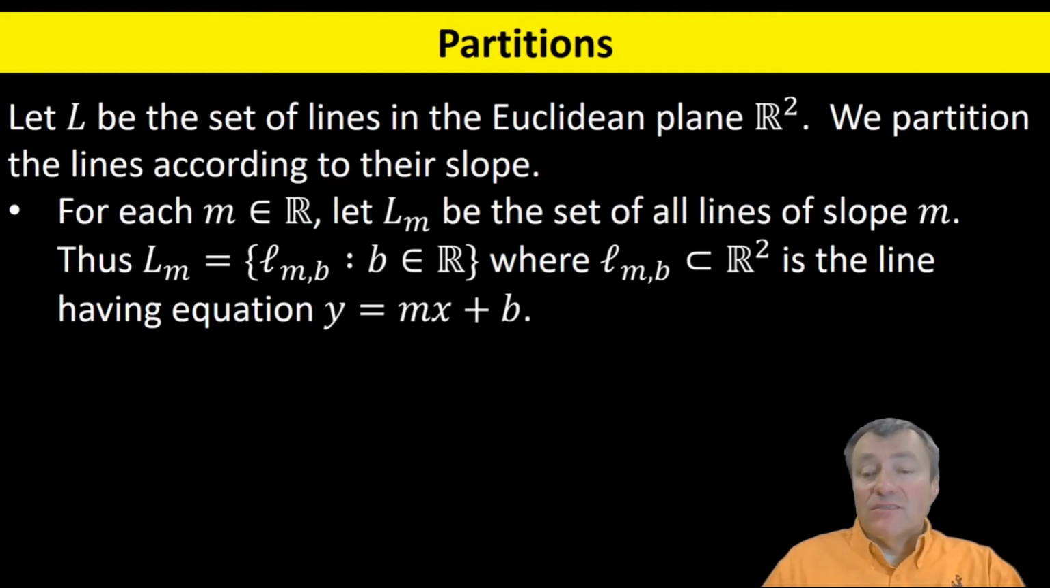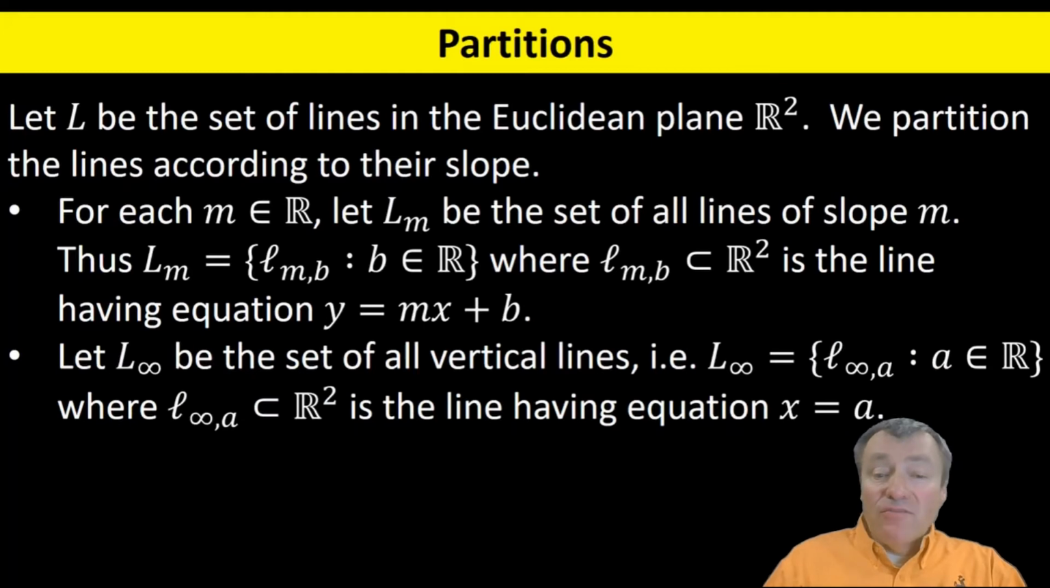So L sub m is the set of all lines having an equation of the form y equals mx plus some constant b. By varying the constant b, you get all the lines of a fixed slope m. Well, we also have the vertical lines. We'll just say that the vertical lines have infinite slope. So I'll write L sub infinity for the set of vertical lines. These are the lines having an equation of the form x equals a, where a is some real constant.